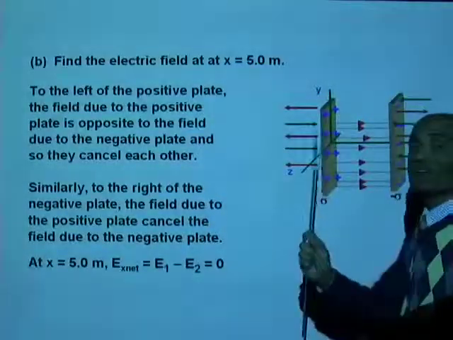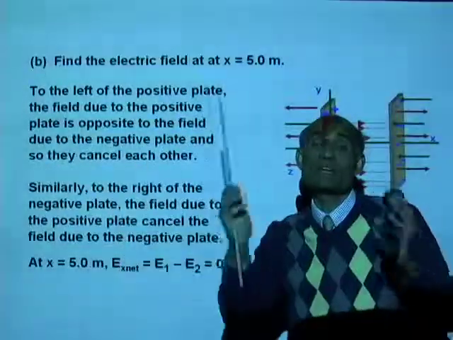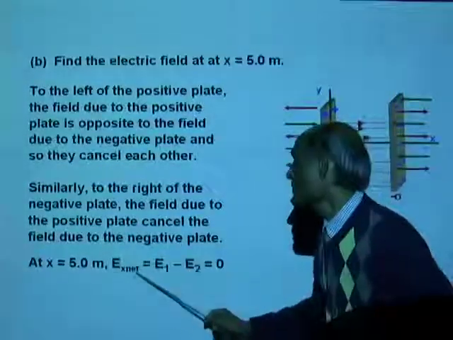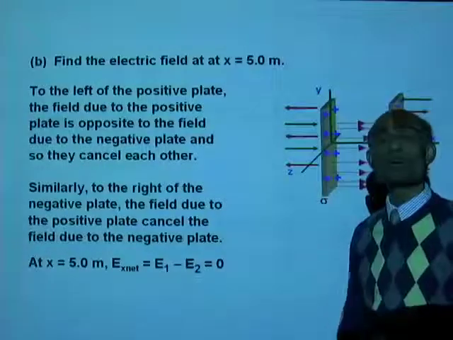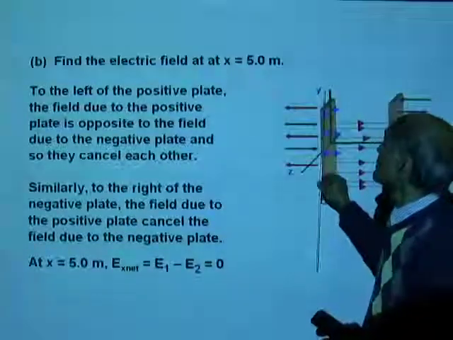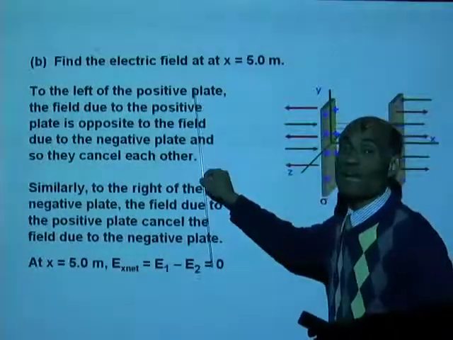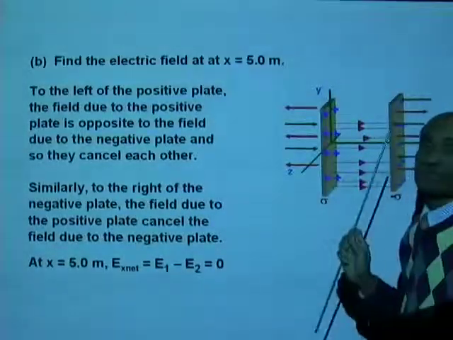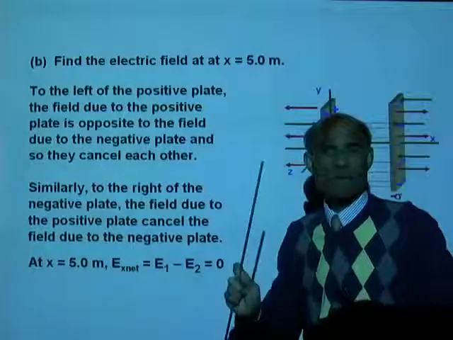X equal to 5 is a point outside the two plane charges. Therefore that field will be equal to 0. There will be no electric field at points to the left of the positive plane and at points to the right of the negative plane. I hope that is clear.